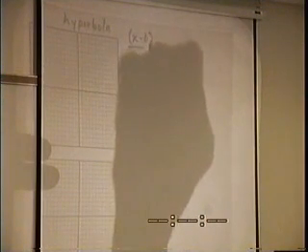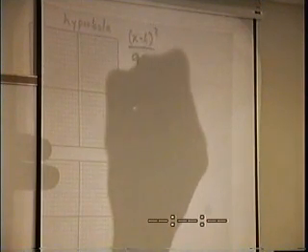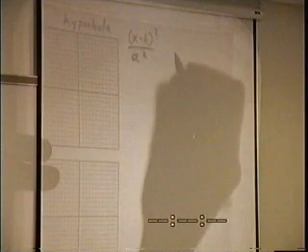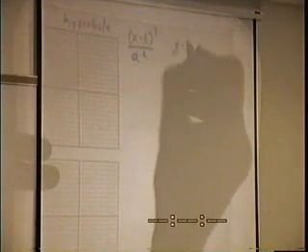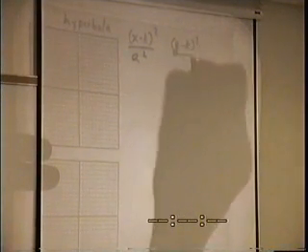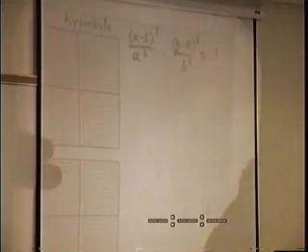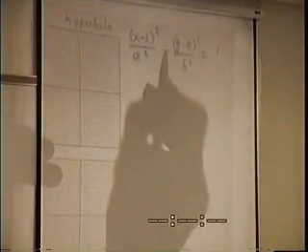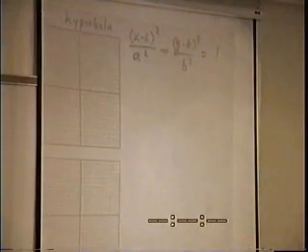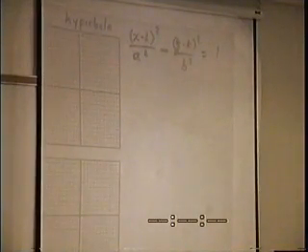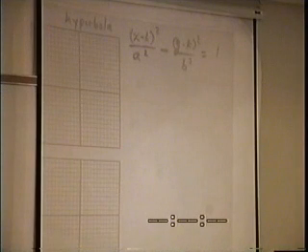(x minus h) quantity squared over a squared. Looks the same, doesn't it? (y minus k) quantity squared over b squared equals 1. Everything's the same except this: it has a subtraction in it instead of an addition. This changes everything.